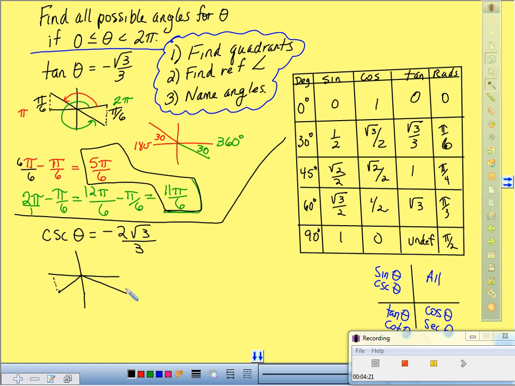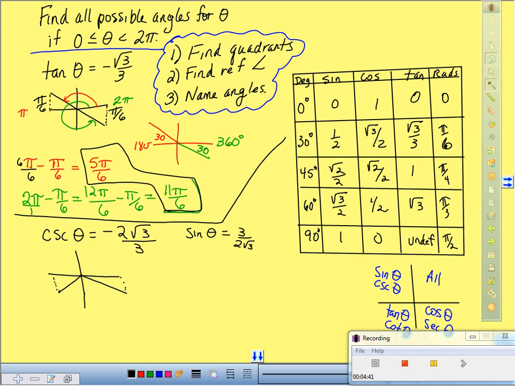Then we need to know what reference angle, what special angle are we at if cosecant is 2 square root of 3 over 3. Well, okay, that's not going to be in the chart because it's a reciprocal of sine. Do you really want to have to take sine and flip it over? That's going to be pretty ugly to rationalize and simplify it. You really don't need to do that.